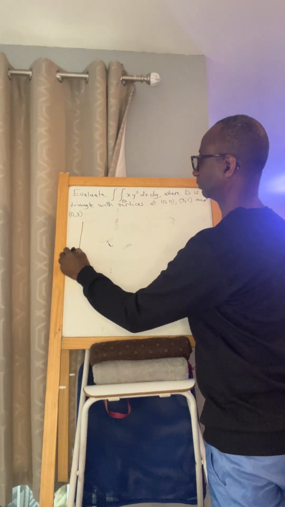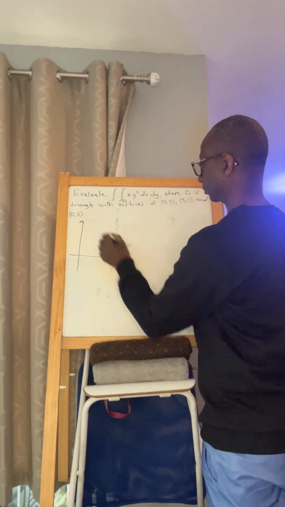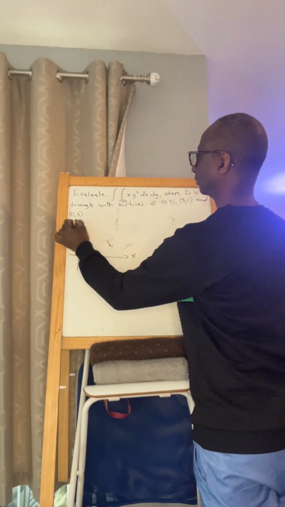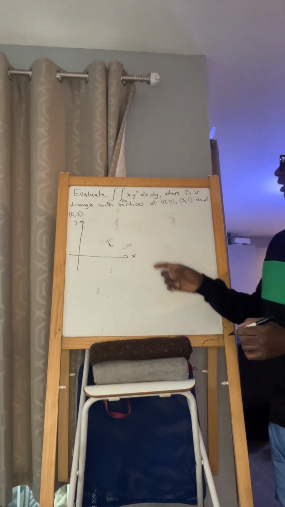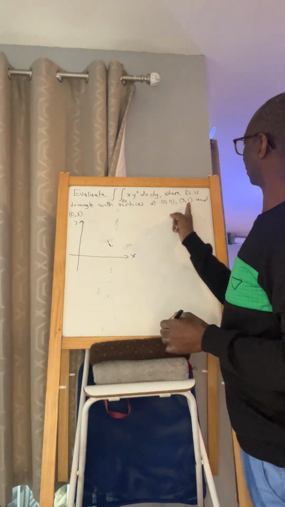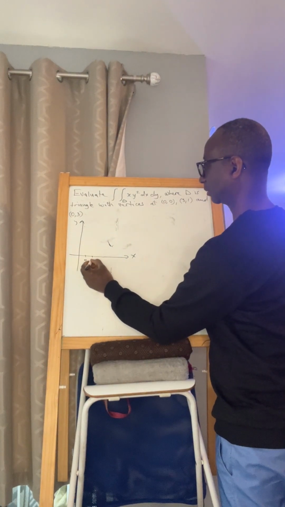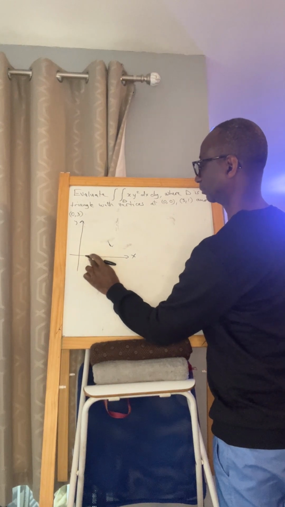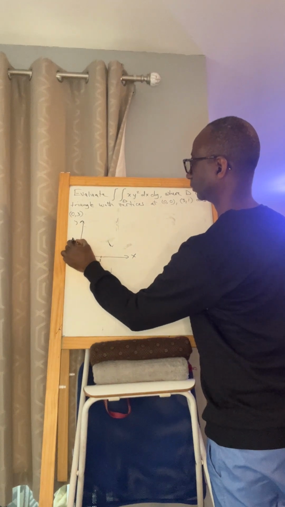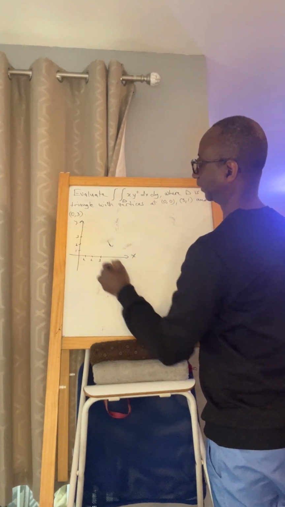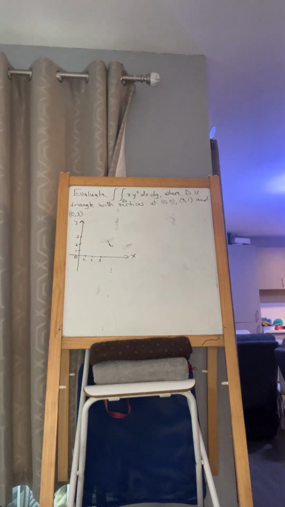You have your Cartesian coordinates, x, y. This is your y-axis. Because we have 3's here as maximum numbers, I'll only graduate and stop at 3. 1, 2, 3, 1, 2, 3. And of course, this is your origin 0.